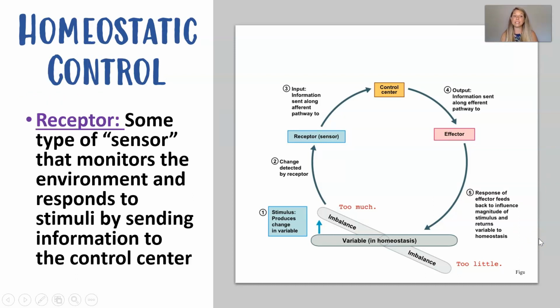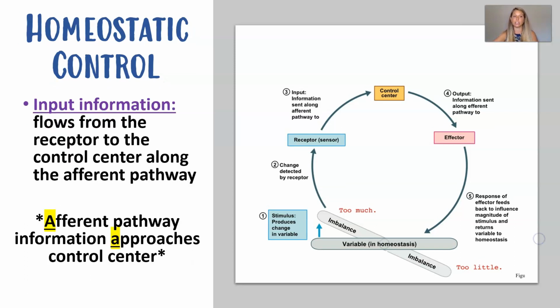Then you have the receptor. The receptor is going to be some type of sensor, like a nervous system cell, for example, some sort of neuron or receptor that monitors the environment and responds to stimuli by sending information to the control center. So some sort of sensory cell is your receptor that's constantly feeling out what's happening with the blood sugar or what's happening with the calcium levels. And then it's going to send that information to the control center.